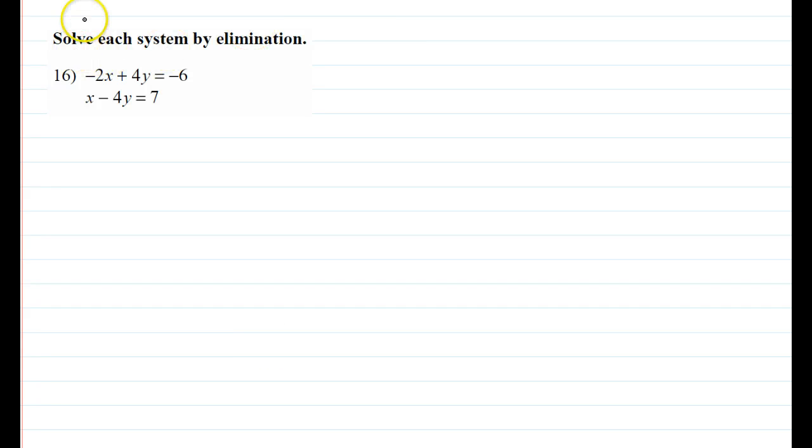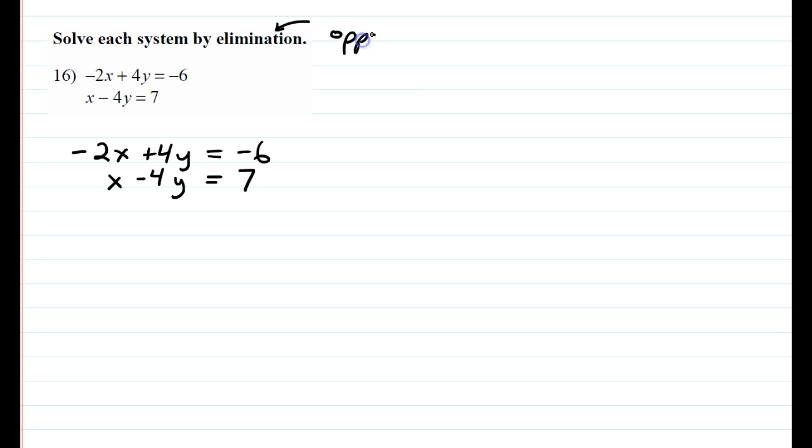All right, number 16, solve each by elimination. So when we solve by elimination, I'm going to rewrite this so that the y's line up a little bit better. When we solve by elimination, what we're looking for are opposites. So when you see this word, you need to think of the word opposites.